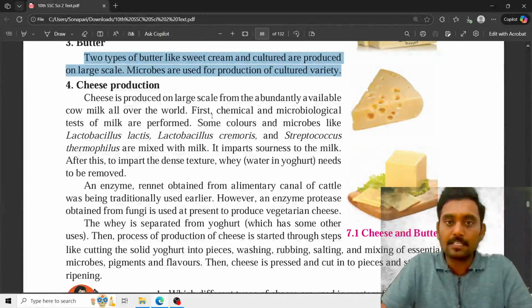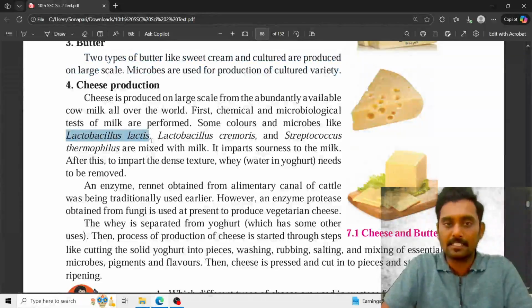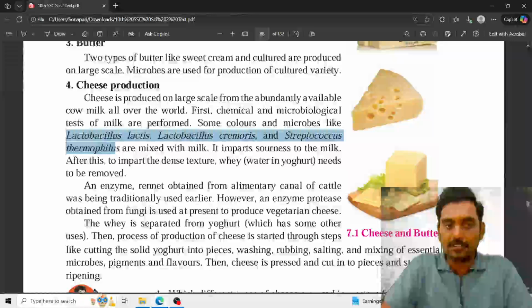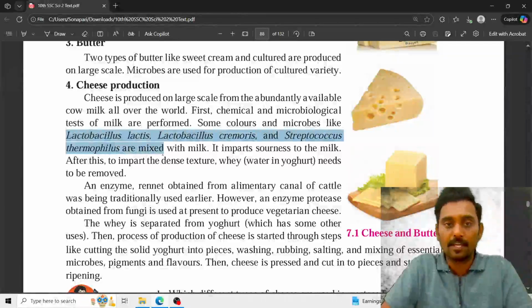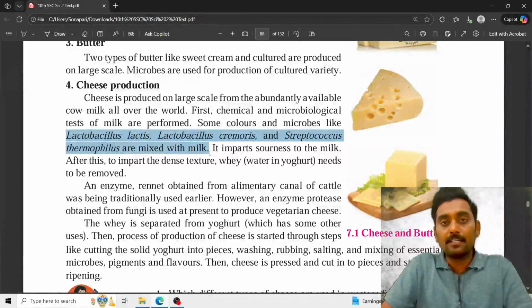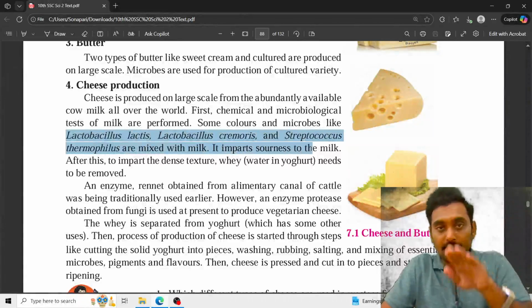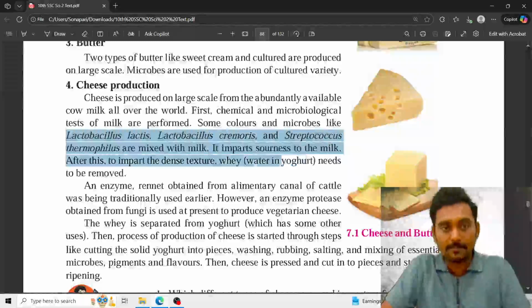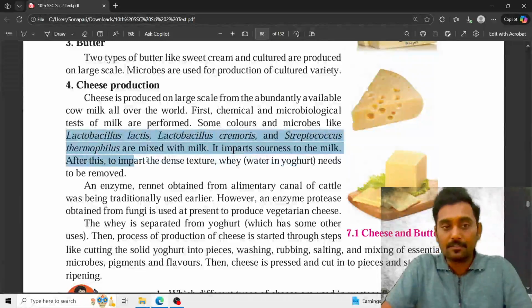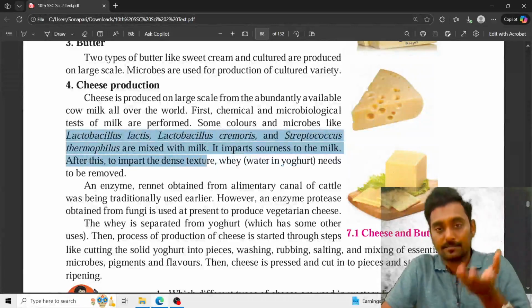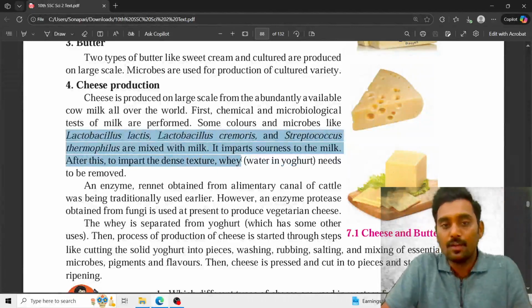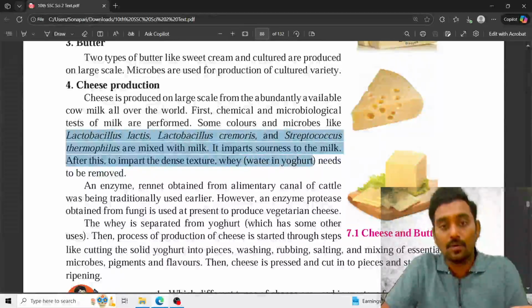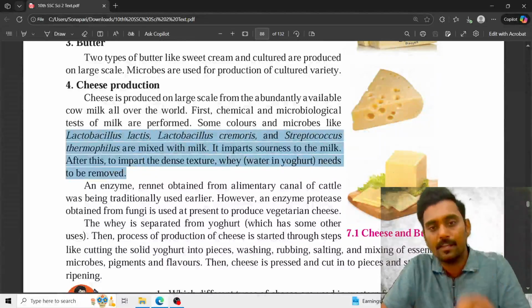Some colors and microbes like Lactobacillus lactis, Lactobacillus cremoris and Streptococcus thermophilus are mixed in the milk. It imparts sourness to the milk. After this, to impart the dense texture, the water in the yogurt needs to be removed.